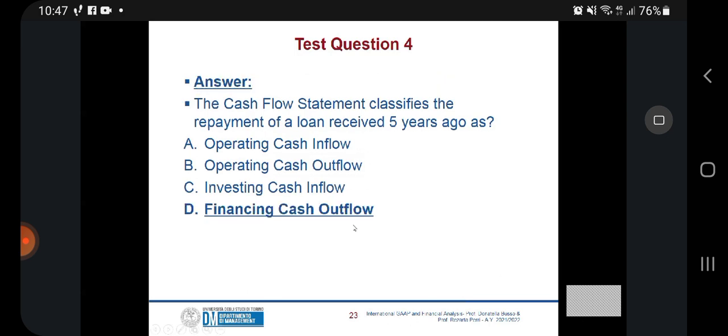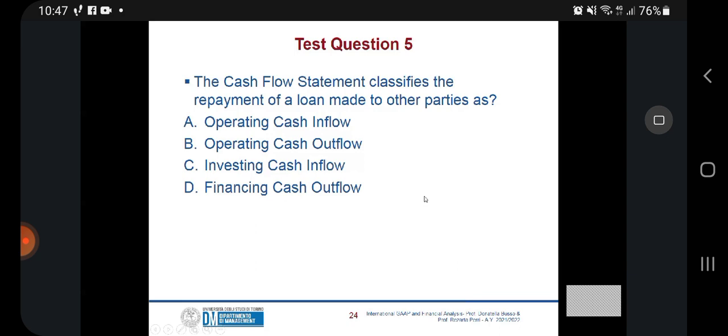Is it easy or not? Okay. The cash flow statement classifies the repayment of a loan, careful, made to other parties. You remember we clearly made the distinction between loans received and loans extended to other parties. This is a loan that we have given to third parties. This is not a loan received.